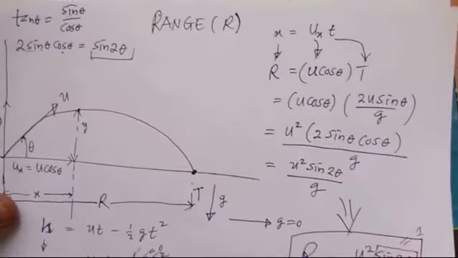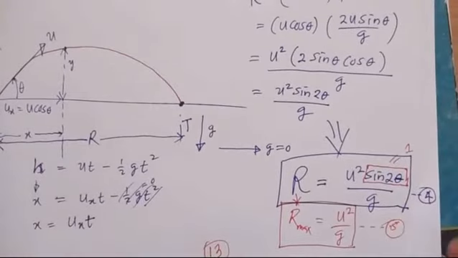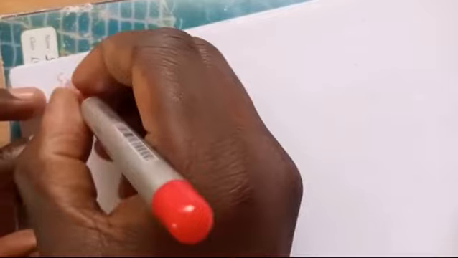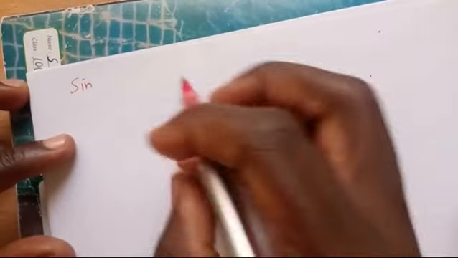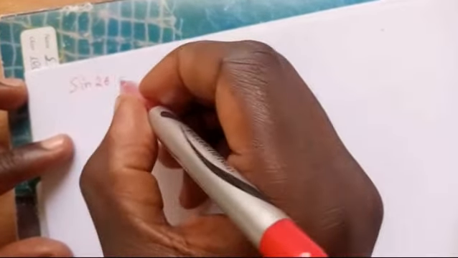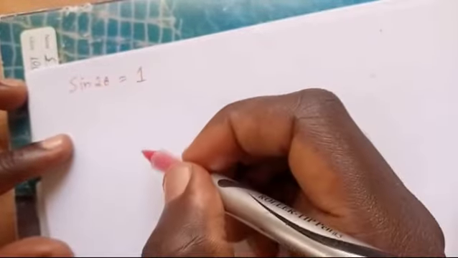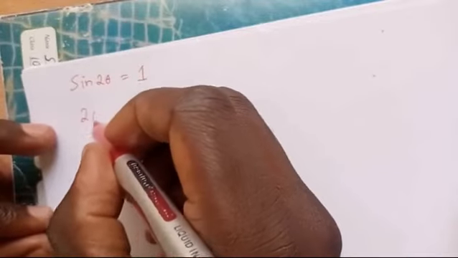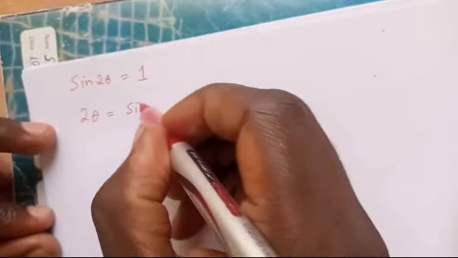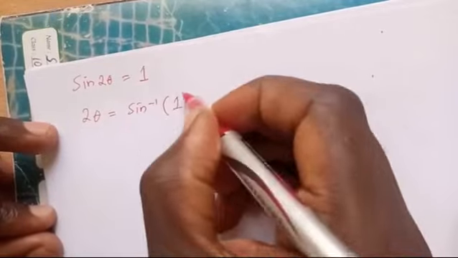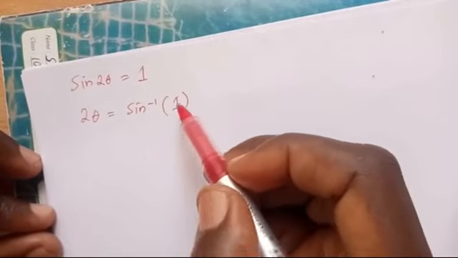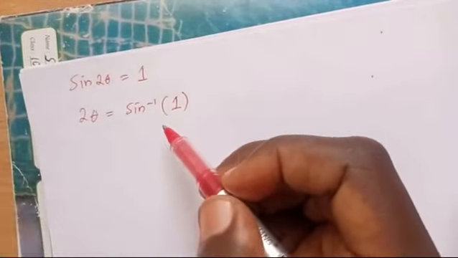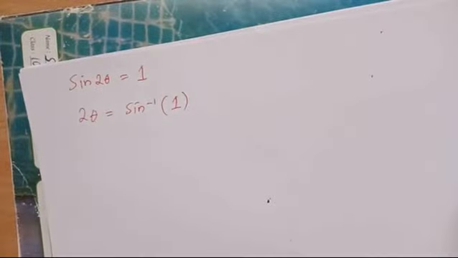But the question that remains unanswered is, for what angle can we get this maximum range? We will find that out. We know that sine 2 theta is equal to 1. When this happens, we have maximum range. So what we will do now is to say 2 theta is equal to sine inverse of 1, meaning we are looking for an angle for which the sine is 1. So how do we do that?